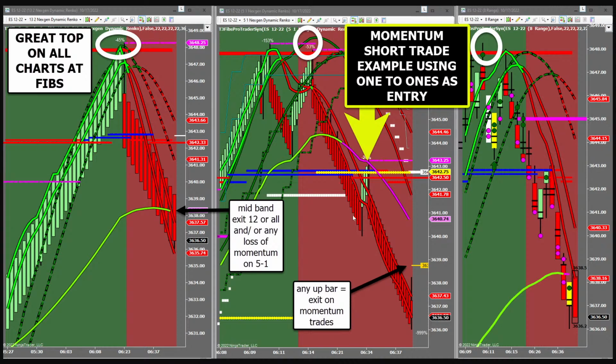But the idea is that you're going to sell right here, anticipating because of the great top and the great momentum that it's not going to pull all the way back up here and give you a trend trade. It will give you a trend trade eventually. But this is the first trade because you bought Fibs and you can read your charts and you know that you had a really good top in place.